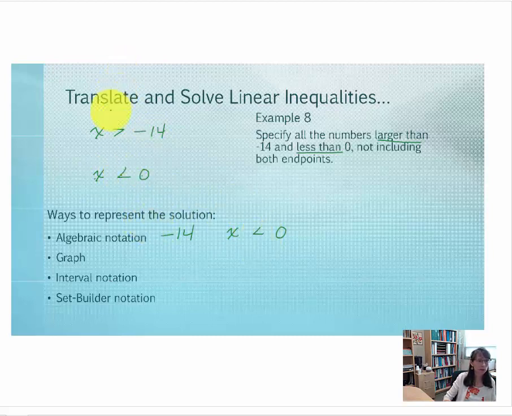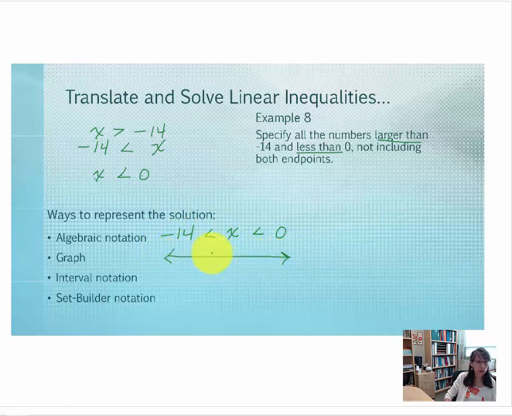But the other symbol, remember, we're going to have to change the order of these terms, and that means the inequality symbol is also reversing. So we're using the less than symbol. Also, your inequality symbols should be facing the same direction. That's another way to know if you're putting things in the right order. So that's the algebraic notation.